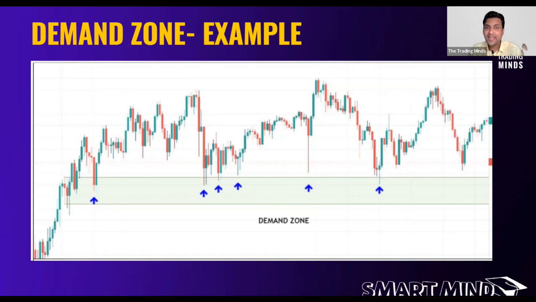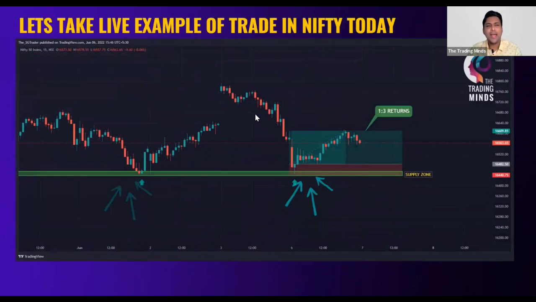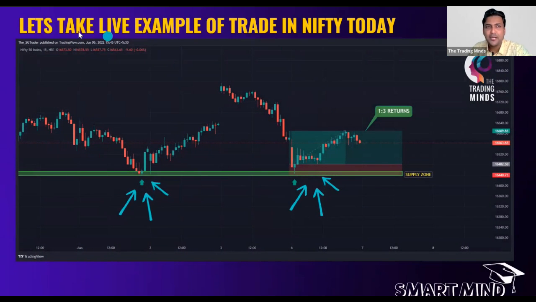If you start marking and practicing for the next three days, 5 days, 1 month, you will get confident. Then see it in the live market, and you can always analyze and backtest and see, yes, my strategy is working, right? So let's see how it worked today in Nifty. I'm taking a live example of a Nifty trade today.